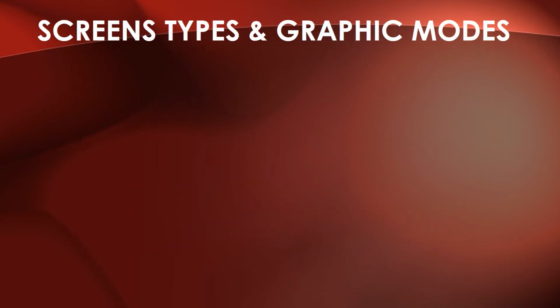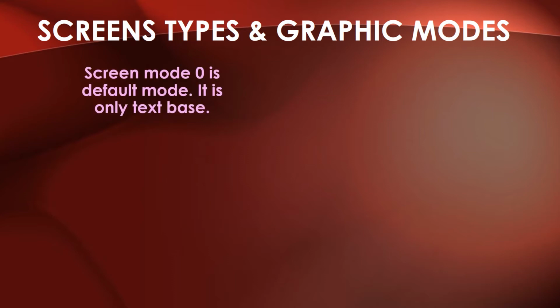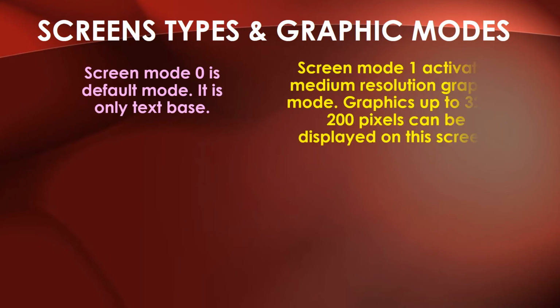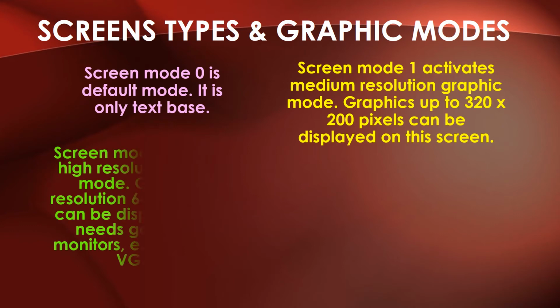There are different screen types and graphic modes. Let's learn what these are. Screen mode 0 is the default mode. It is only text-based and black and white. Screen mode 1 activates medium resolution graphic mode. Graphics up to 320 by 200 pixels can be displayed on the screen.